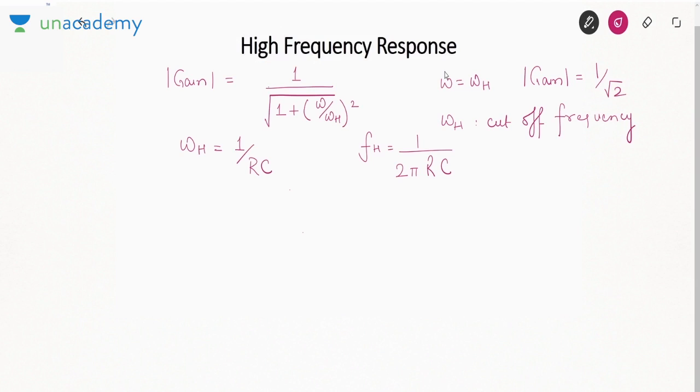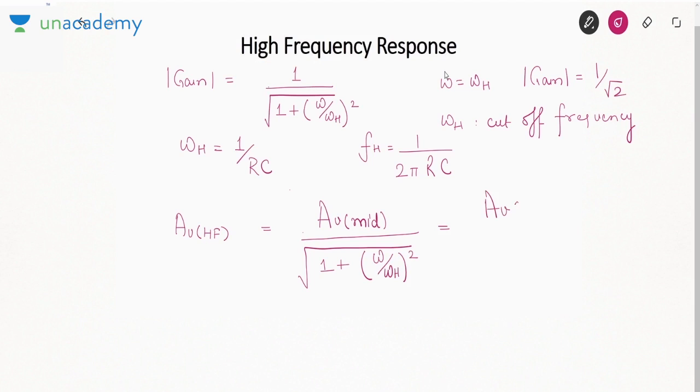So in this video, our focus will be on analyzing the high frequency response and finding the upper cutoff frequency, that is FH, which is also equal to 1 by 2 pi RC. So for an amplifier, I will write AV, that is voltage gain at high frequency, will be equal to maximum gain. Maximum gain is observed in mid frequency region, divided by under root 1 plus omega by omega h square. Now if you write omega equal to 2 pi f, that factor of 2 pi will get cancelled.